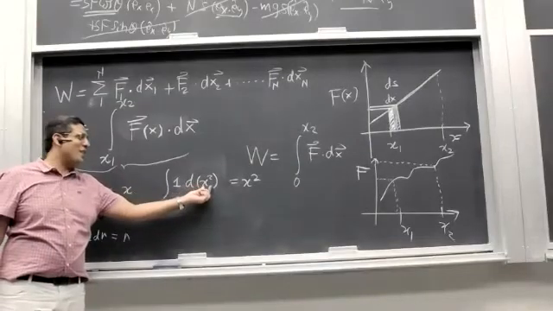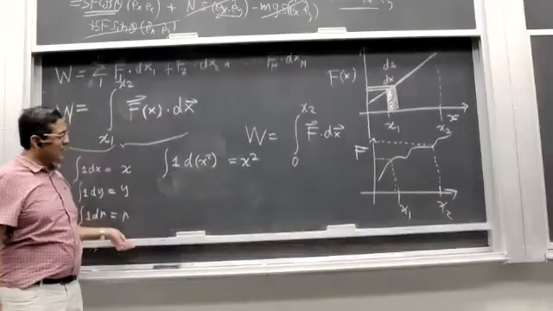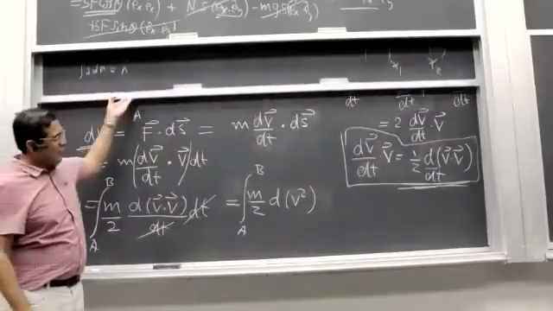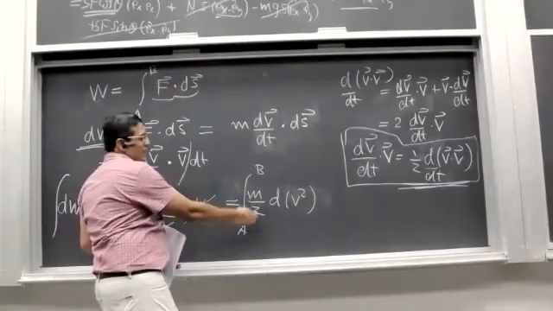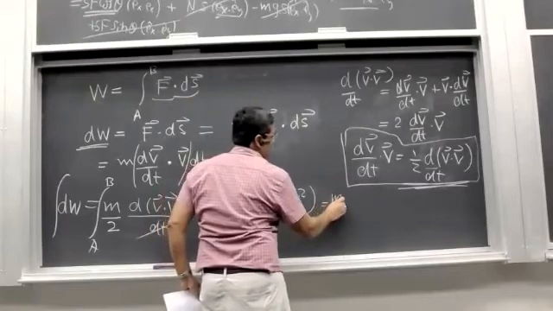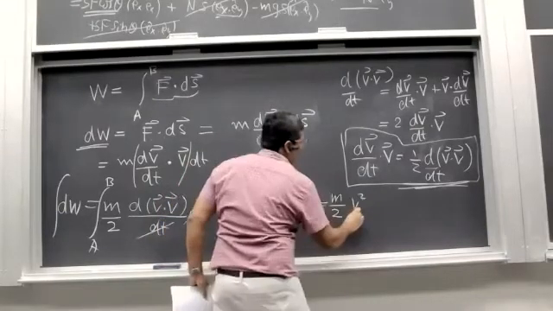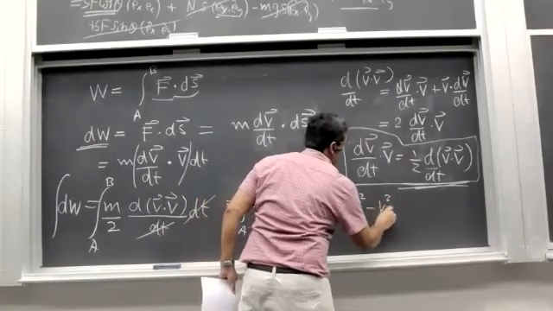Because whatever you have here, you're integrating with respect to that, okay? So that is exactly what we have here. So what would be this integral here? This is just a constant, m by 2, times v squared at point B minus v squared at point A.